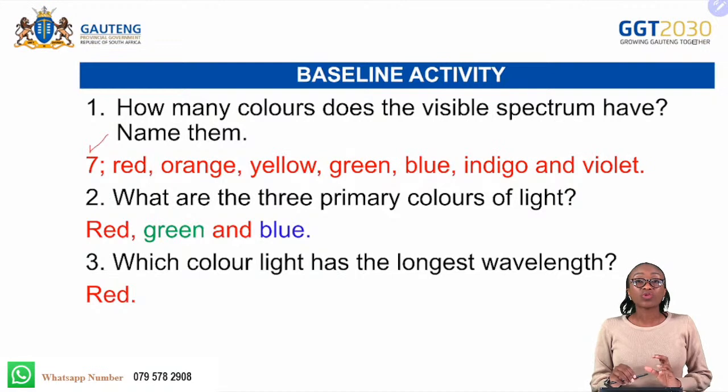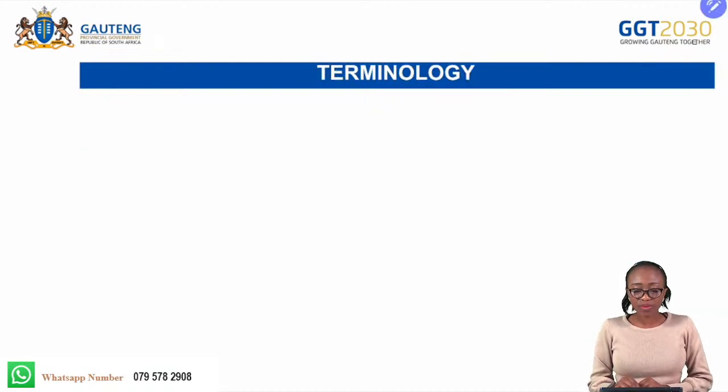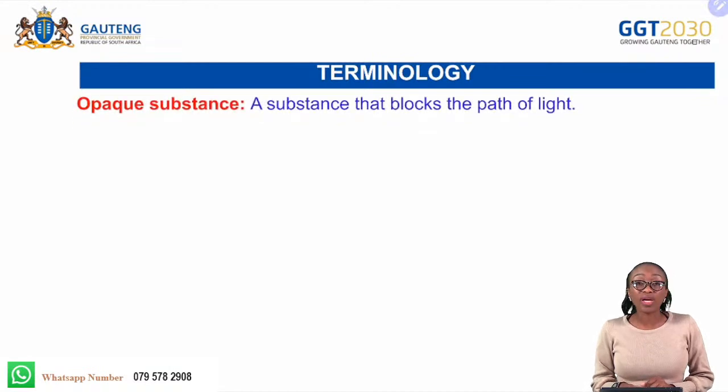Okay, now that we're done with our baseline activity, let's move on to terminology. These are the terms that we're going to be constantly using during the course of the lesson. So it's good for us to know their meanings before we start our lesson. Now, the first one is opaque substance. What is an opaque substance? It is a substance that blocks the path of light. So when you hear opaque substance, think of a substance that blocks the path of light.